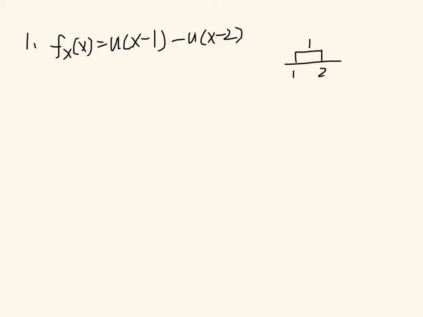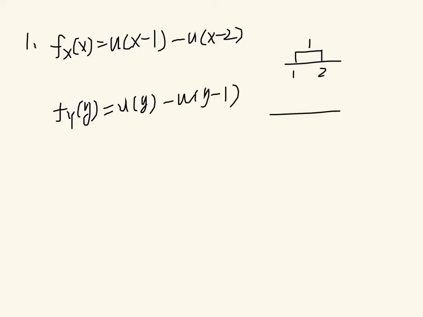And f of y is given by f of y equal to u of y minus u of y minus 1. So we can draw f of y like this, 0 to 1. This is 1. So first, we use the convolution method.